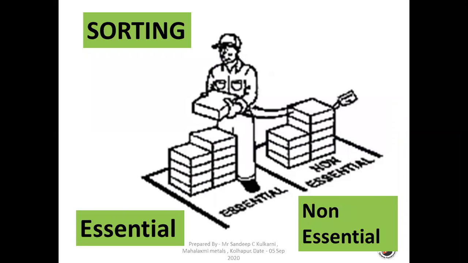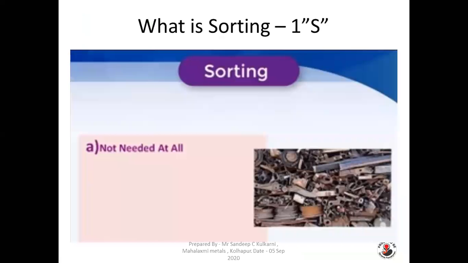So the first S is sorting. Sorting of essential and non-essential things, required or non-required, wanted, unwanted things are to be sorted out. So what is basically sorting? Sorting for all material that is not needed at all. So you have a workspace where you have some material, and the material which you do not need at all, but it is in your premises, you need to remove that material.